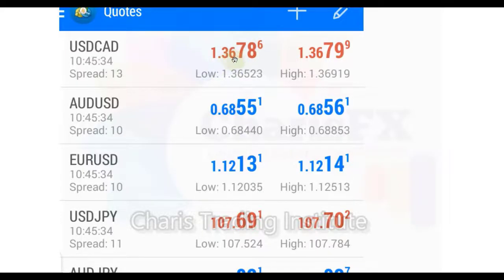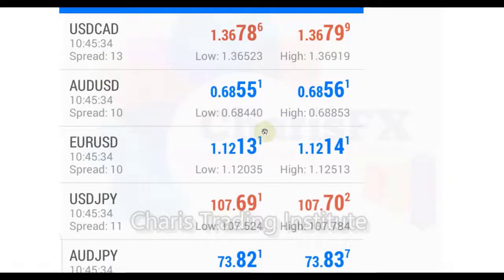1.36786, you can see these are 5 decimal points. This last decimal point is called a pipette. The 4th decimal point is where the PIP movement happens. You can see from 8 to 9 there is a 1 PIP movement.